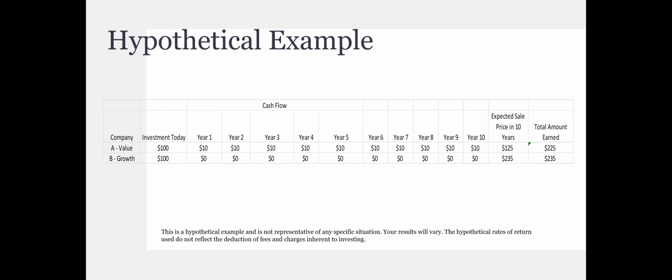And so when we look at the same $100 investment today, Company A, granted, returns more capital earlier on, resulting in a total amount earned of $225. Company B is all at once at the end, but you're generating an additional $10 in profit. The question then becomes, which investment is more attractive?